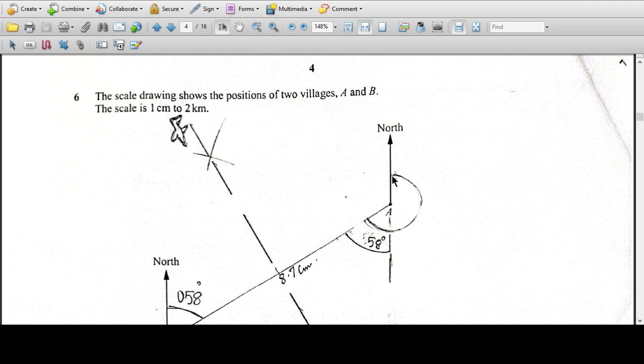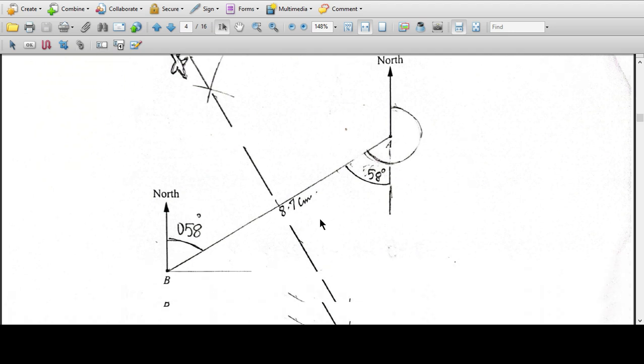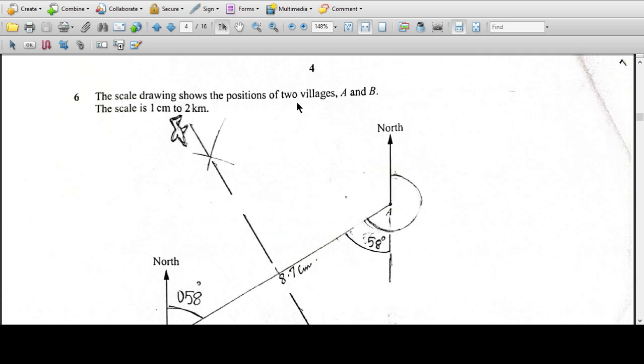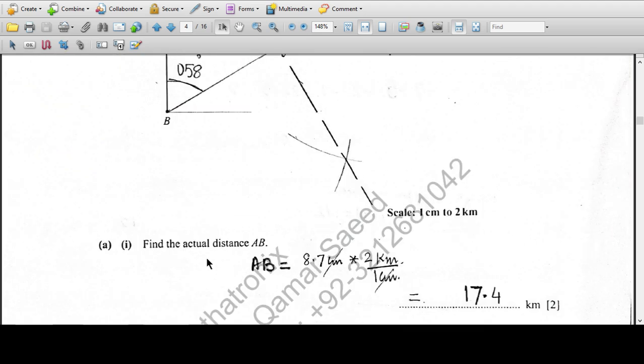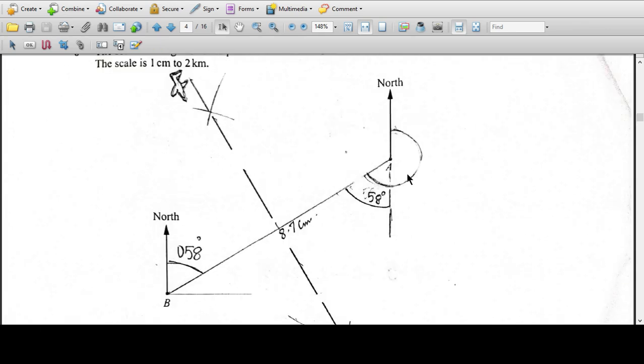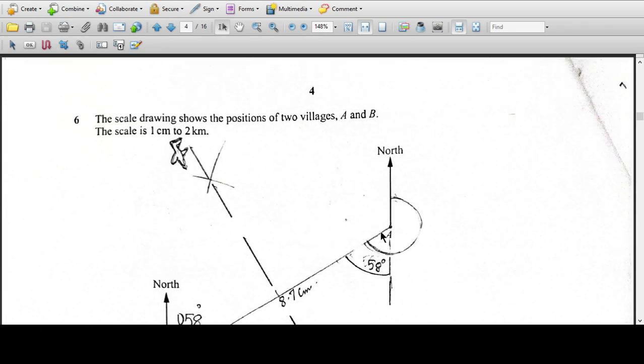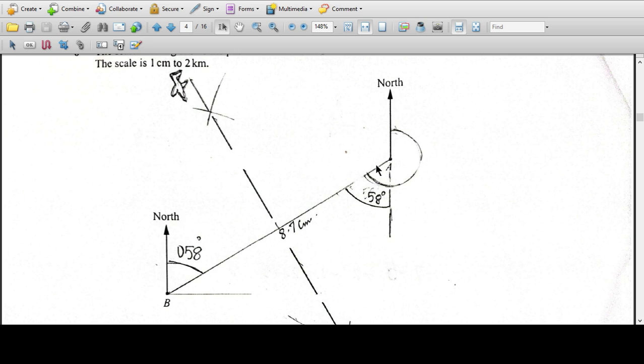We have been given this scale drawing with this arrow and this arrow. So we have this B point and A point is given, and this A is village A and this is village B, and we have been asked to show the actual distance between A and B, and the distance between these has to be measured, and the scale is given as 1 centimeter is equal to 2 kilometers.